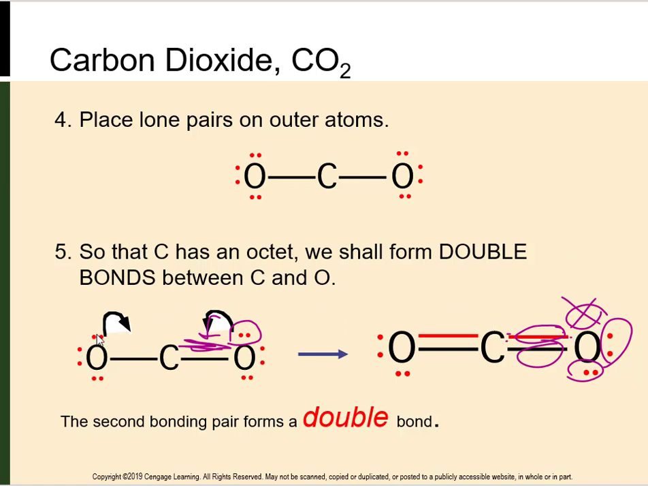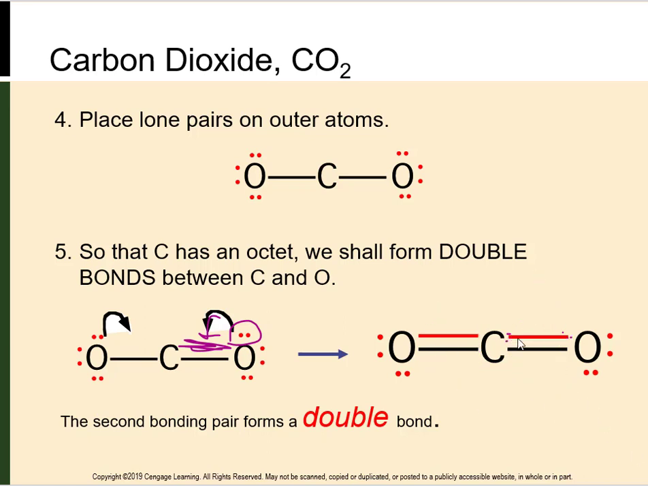And if I do the same thing with this oxygen over here, and I take these two lone pairs and make a double bond here, forming this, oxygen still has 1, 2, 3, 4, 5, 6, 7, 8 electrons. And then the beauty of this is that carbon is now also happy because carbon has 1, 2, 3, 4, 5, 6, 7, 8 electrons. So octets being met everywhere.